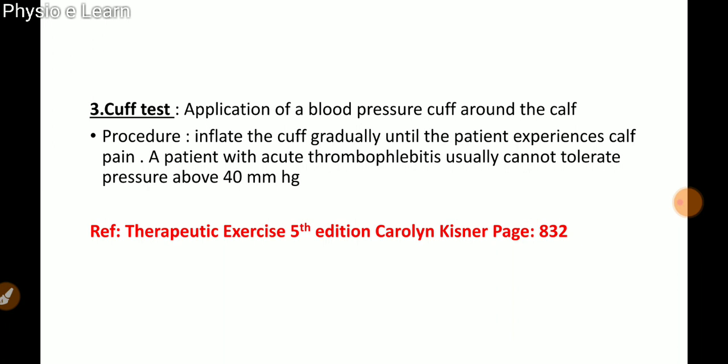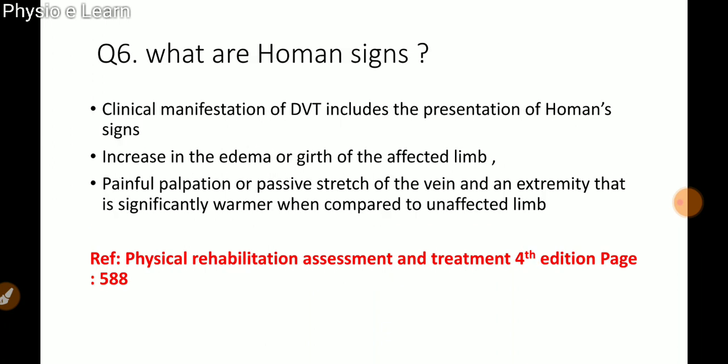The third test, cuff test, that is the application of the blood pressure cuff around the calf muscle. The procedure: inflate the cuff gradually until the patient experiences calf pain. A patient with acute thrombophlebitis usually cannot tolerate pressure above 40 mm of Hg. So these are the 3 tests for venous insufficiency.